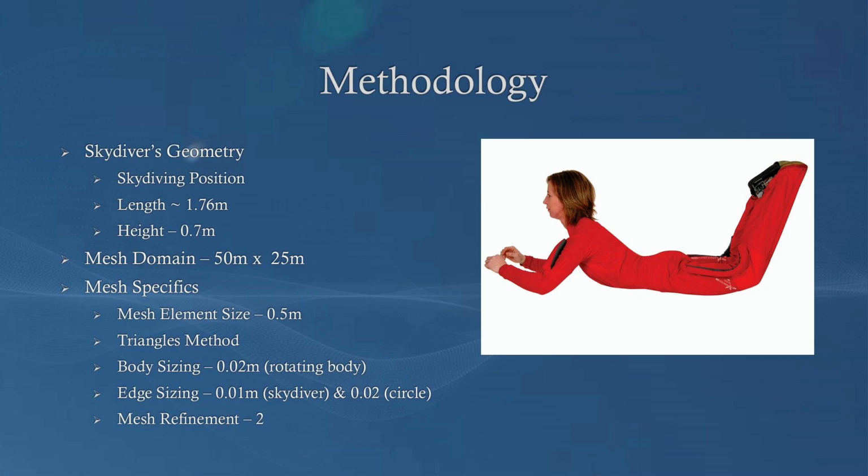For our methodology, our skydiver's geometry is in a skydiving position you see on the right, with a length of 1.76 meters, a height of 0.7 meters, and we used a mesh domain of 50 meters by 25 meters. For the mesh specifics, our mesh element size is 0.5 meters. We used the triangles method, body sizing of 0.02 meters for the rotating body. The edge sizing was 0.01 meters for the skydiver and 0.02 meters for the circle. We also used a mesh refinement of 2.